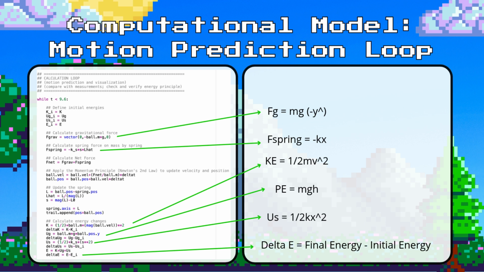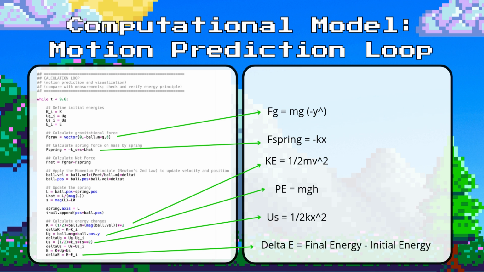For the computational model, the last part we had to do was edit the motion prediction loop. And in doing so, we had to find the force of gravity, which was just the mass times the acceleration due to gravity in the negative y-hat direction. The force of the spring was negative of the spring constant times the displacement.